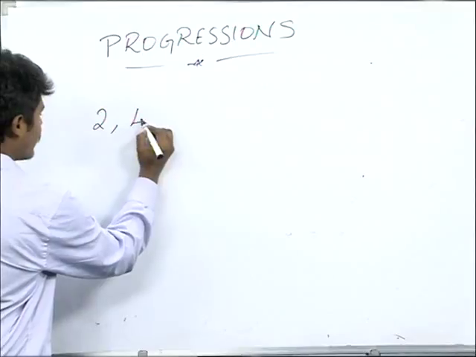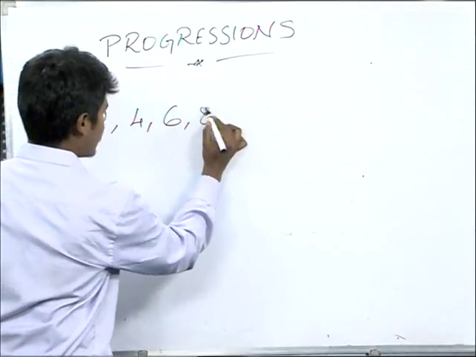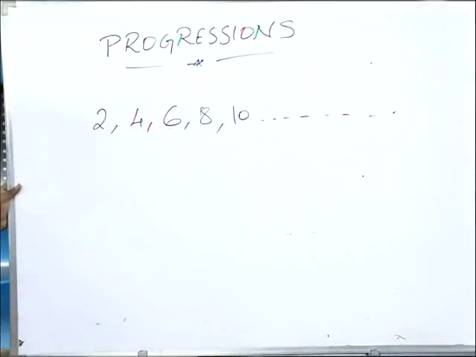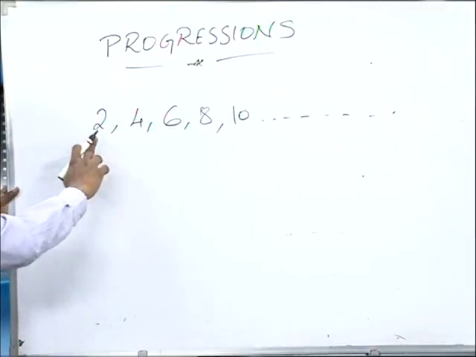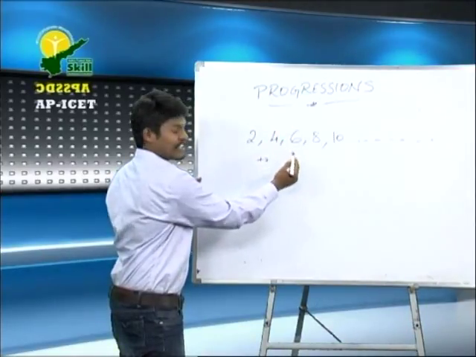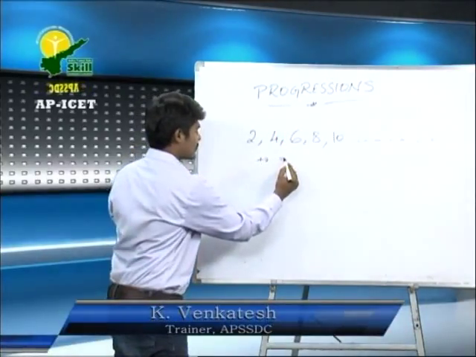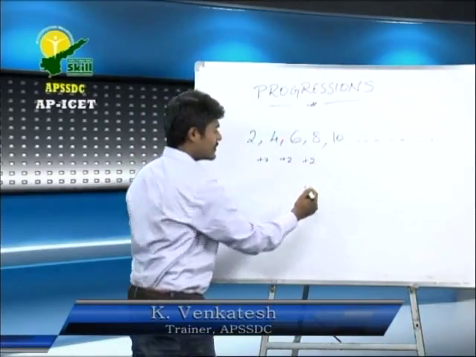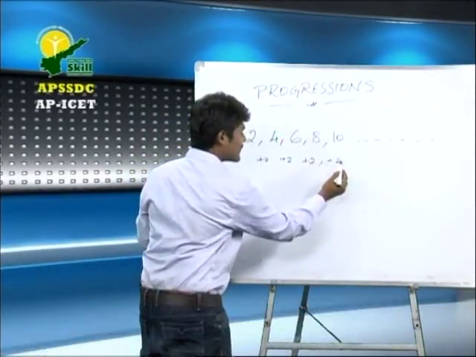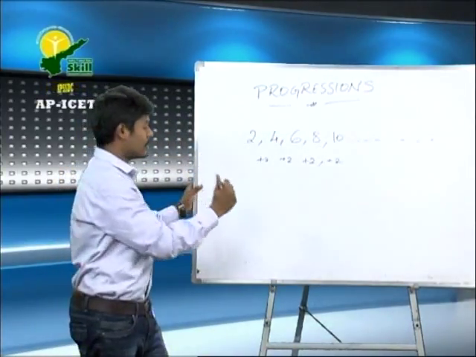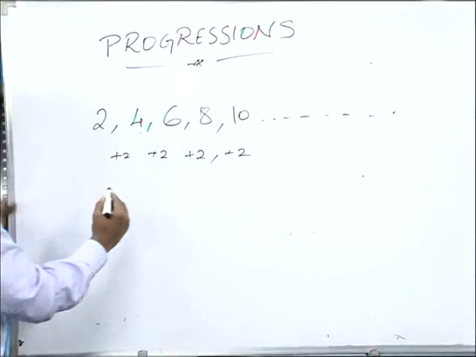Two, four, six, eight, ten, and so on. See, if we increase 2 by 2 we get 4. If we increase 4 by 2 we get 6. If we increase 6 by 2 we get 8. If we increase 8 by 2 we get 10. So all of these follow plus 2. Plus 2 here becomes the common difference.